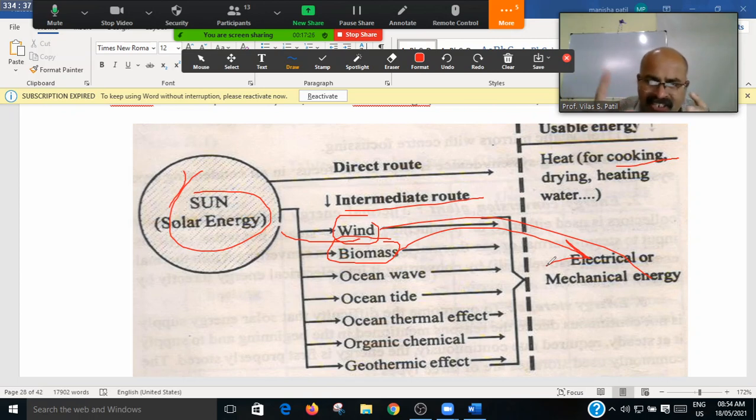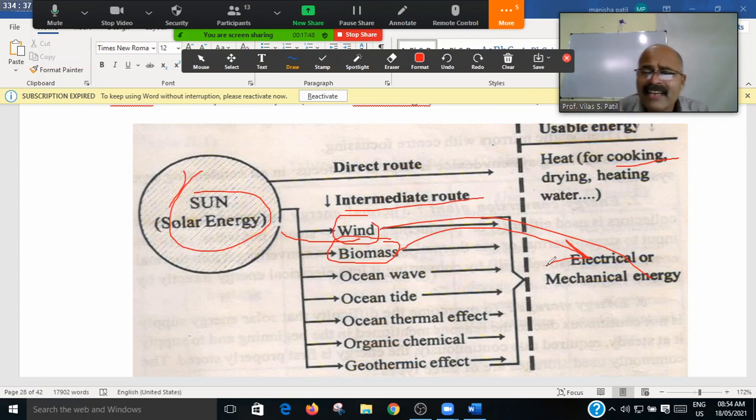The steam collected inside the chamber has its pressure increased, and the high pressure steam flows onto the turbine. It is incident on the turbine, and due to that the turbine is rotated. By the rotation of the turbine, mechanical energy is produced, and that mechanical energy is converted into electrical energy.